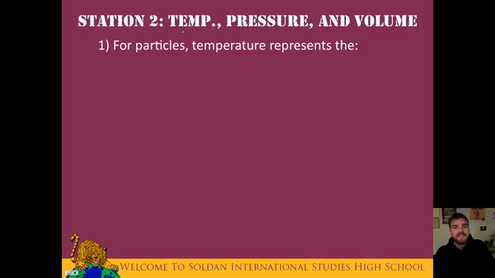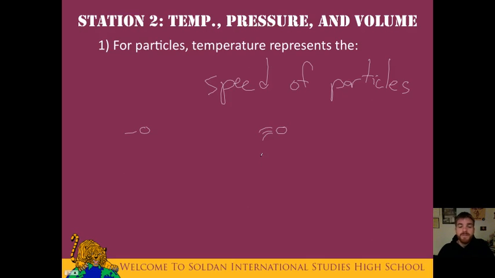All right, this is now station 2 of Team Ziggurat. It says for particles, temperature represents the, and as we've discussed with our thermometers and our scales, temperature is going to represent the speed of the particles. So a cold temperature means the particles are moving slow. A hot temperature means they're moving fast.